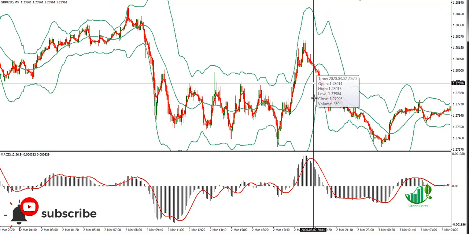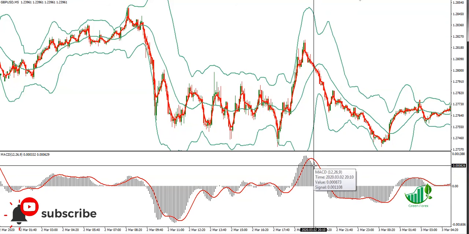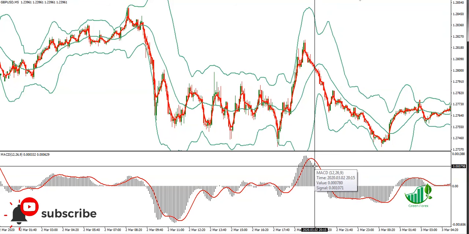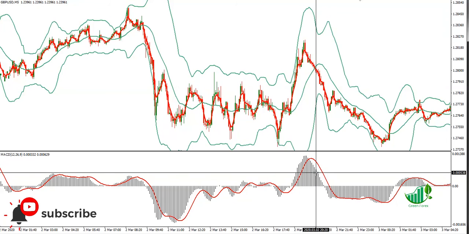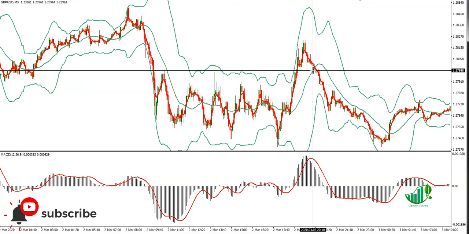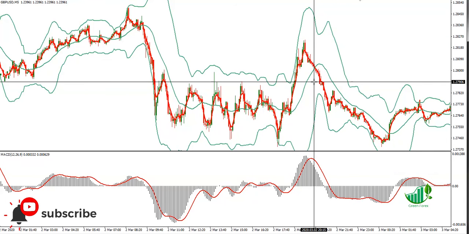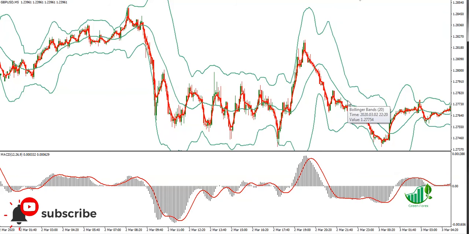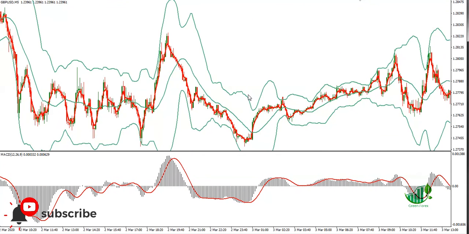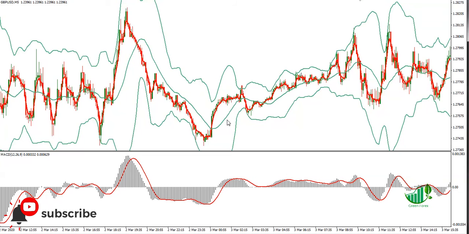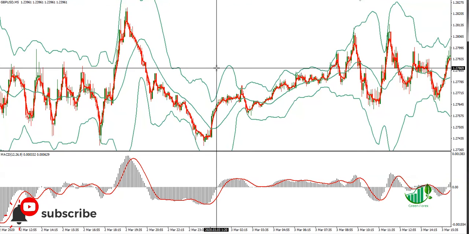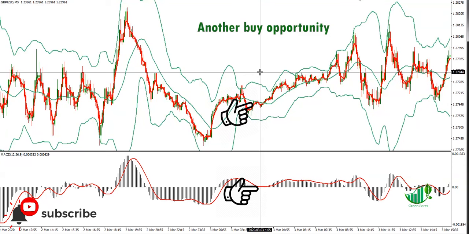but the histogram is not creating below the 0 line, so it's not a sell. I will give you a good example of sell, but before going to the sell example, I would like to give you a buy example because I just checked this right now.